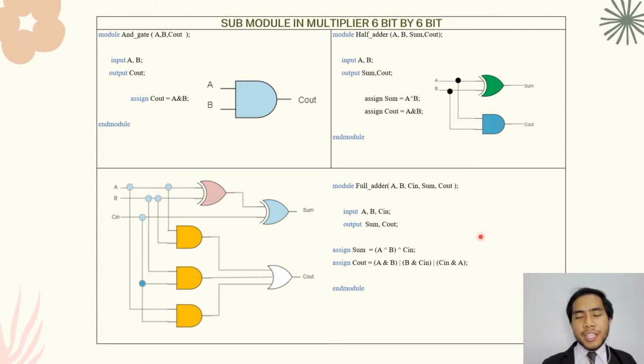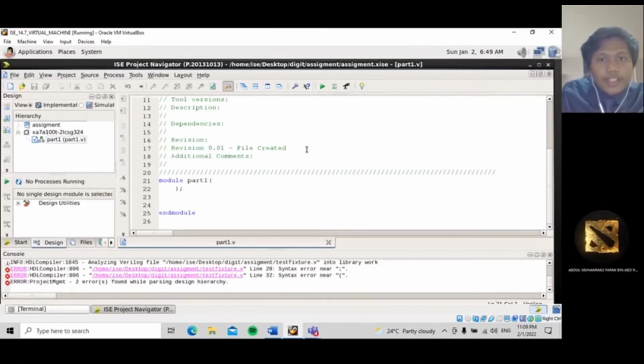Next, the presentation will be continued by Muhammad Firdaus to explain about the coding and simulation result for part 1. Thank you. Okay, my name is Muhammad Firdaus bin Zahari. My matric number is B022110017. So I will continue the part of Syamil, and I will explain it in detail.